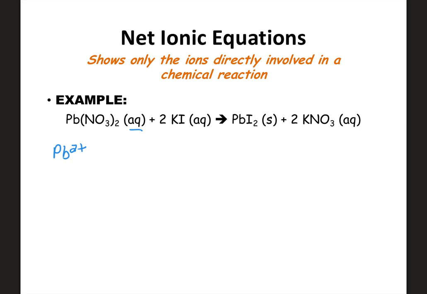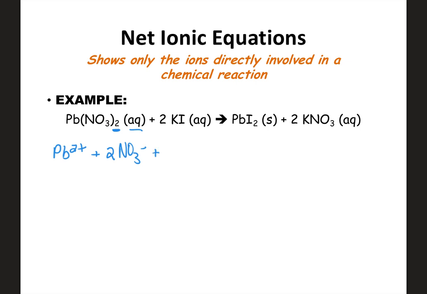That's going to be your cation, plus 2 of the NO3 minuses. Very important to realize here that according to this formula, there's got to be 2 of the NO3 minuses for every 1 of the Pb2 plus. The reason we're doing that is because it's aqueous. When you put it in water, it's going to dissociate and rip apart into its ions.